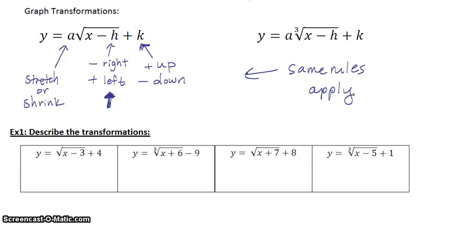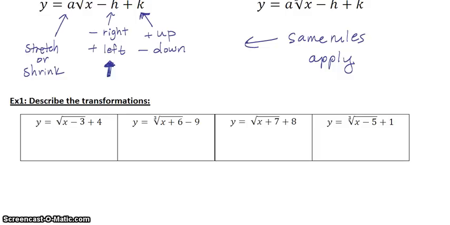Alright, so for the first example here, we're just going to describe some translations. So I want to just know, how has this moved? Up, down, right, left? So let's just get the hang of this quick. Look back in your notes if needed. Underneath a square root, I see a subtract sign. I go back to my notes. Okay, underneath the square root, subtract sign means right. So I'm going right 3. And then outside the square root, I see a plus sign. Go back to my notes. Okay, plus sign outside means up. So this graph is translated right 3, up 4 from the original.